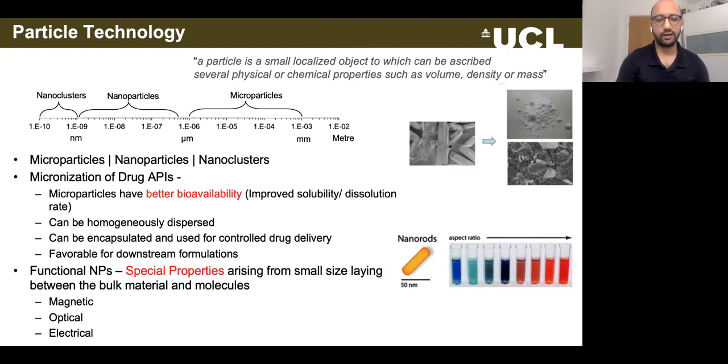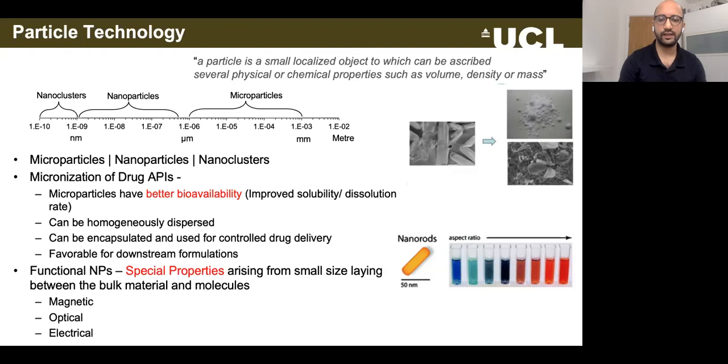And then we talk about the nanoparticles. So nanoparticles are when the particle size becomes even smaller, close to 1 nanometer to 100 nanometers. So in that area of the particle size, we cannot see the particles with the optical microscope because the particle size is so small, it is smaller than the visible light wavelength.